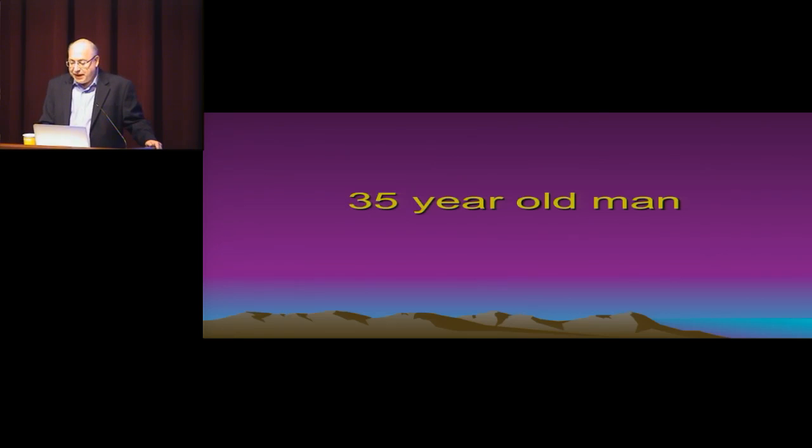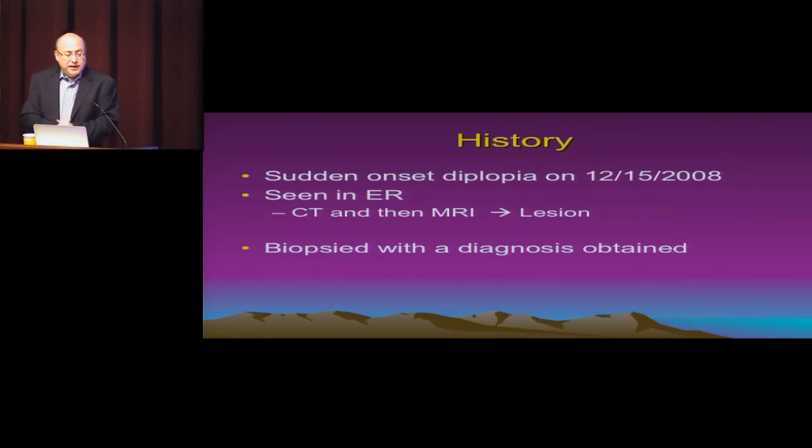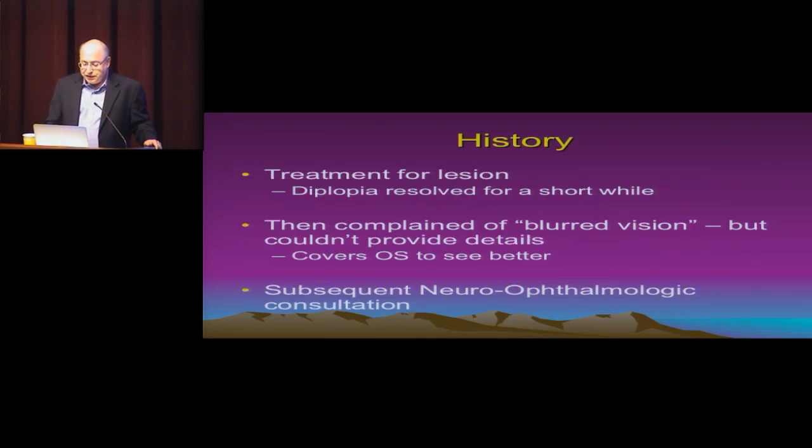So here's a 35-year-old man who I saw in '08 with sudden onset of diplopia. He had been seen in the ER, with CT and then MRI. They found a lesion. He had a biopsy. He had a diagnosis before I met him. He was treated for it. He had diplopia that got better, and then he complained of blurred vision and couldn't really give detail. But he knew he covered his left eye to see.